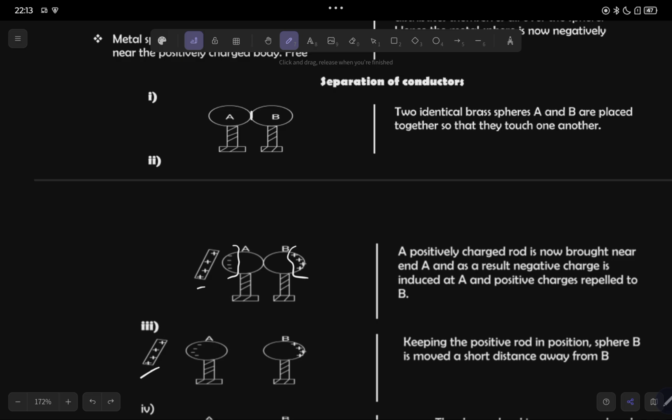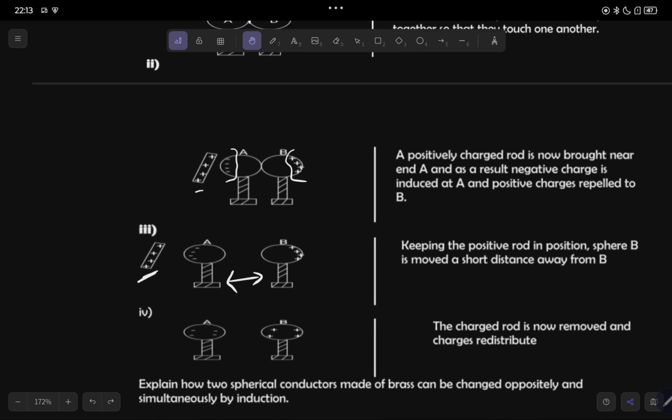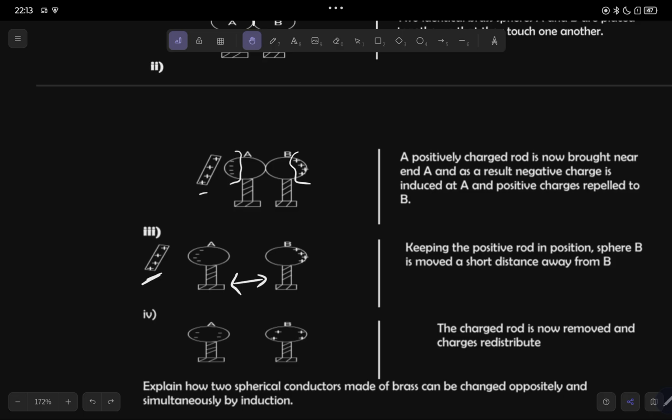While we are still holding the inducing charge in place, we separate these two metal spheres by means of their insulating stands. So they are now separated. When we later take away the inducing charge, the negative charge will distribute itself on conductor A, while the positive charge will distribute itself on conductor B. Therefore, we would have charged the two bodies differently by induction.